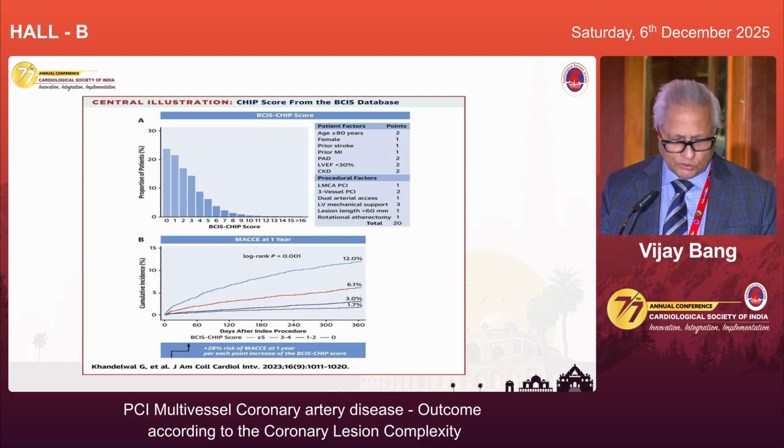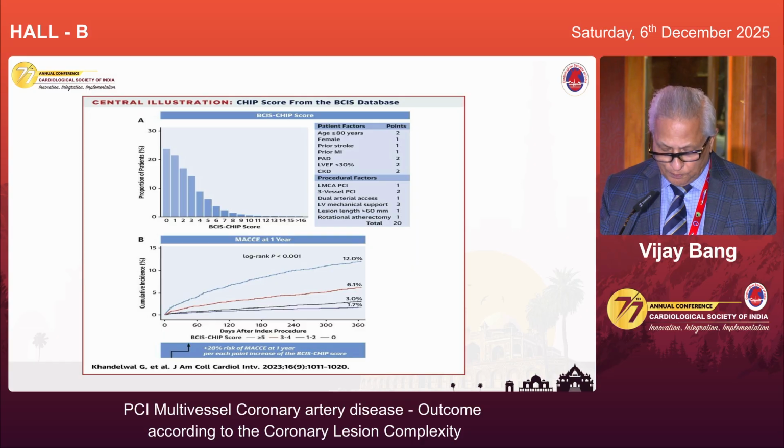in the lesion. So we need to look at CHIP score as well, because CHIP score takes into consideration the patient factors, the procedural factors, and you will note that every rise in CHIP score by 1 point, when CHIP score is 0, the MACE is 1.7%. But as soon as it becomes 5, it becomes 12%.